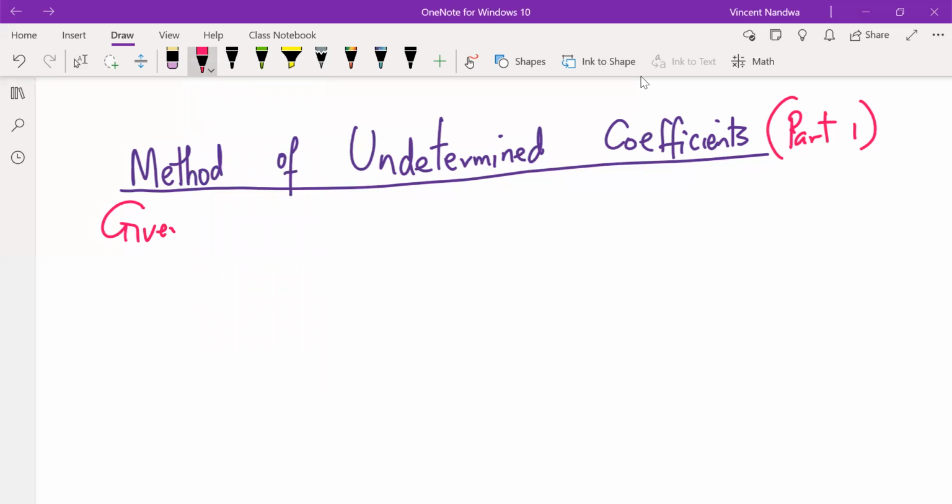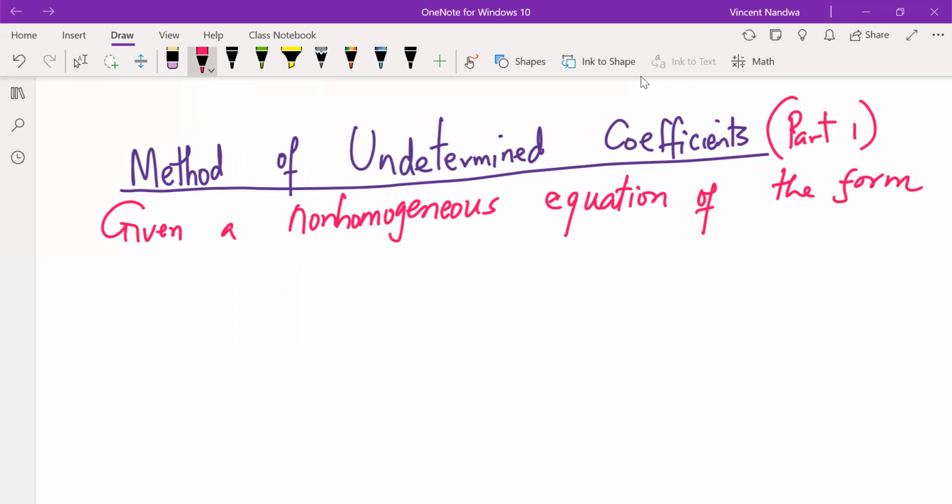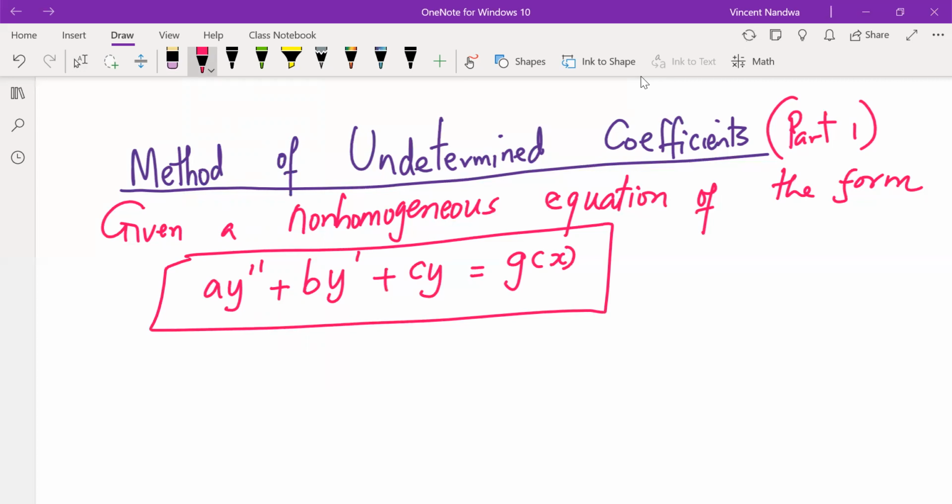So given a non-homogeneous equation of the form ay double prime plus by prime plus cy equals g of x. So this is the main equation. We are going to call it star, where A, B, C are constants.